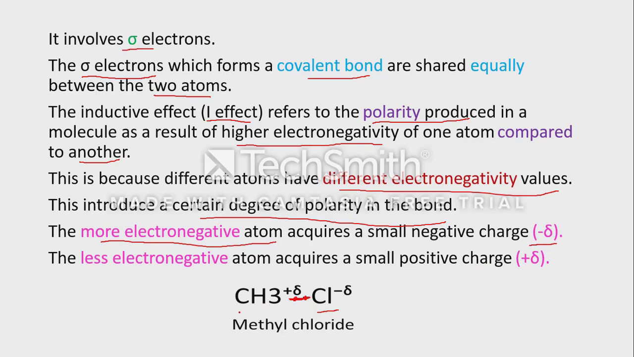In the example, the methyl group is less electronegative than the chlorine atom. It means the methyl group possesses a partial positive charge. This one.